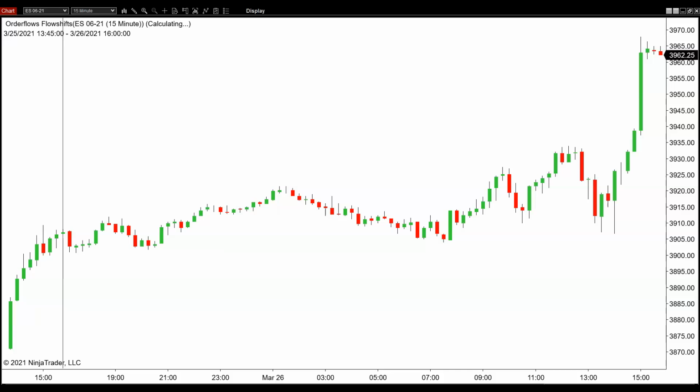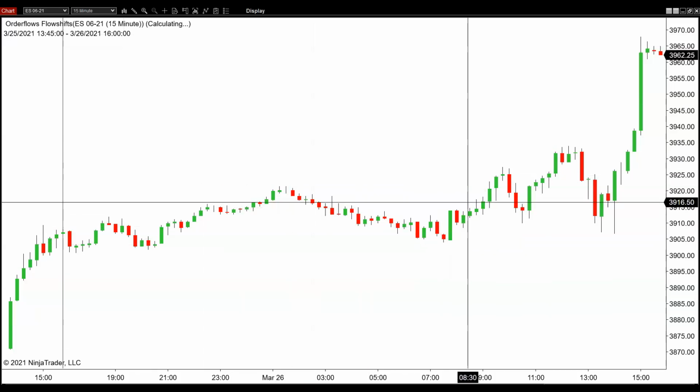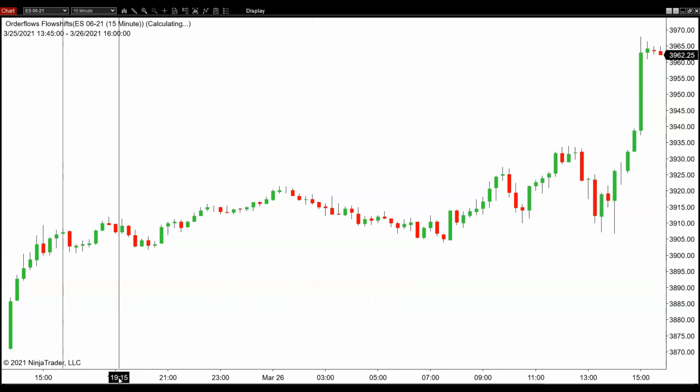How does Flowshifts compare with the Pulse? Okay, so anyway, I've got this 15-minute chart coming up. It's taken some time because it's got to go through these calculations. It says calculating there, but I think I got here.